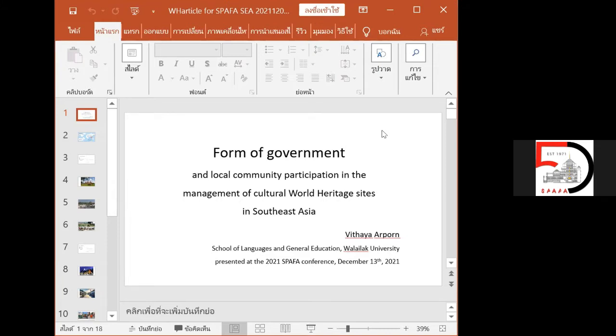I saw that the management of World Heritage sites has always been debated as to the balance between the universality in the form of World Heritage Committee criteria and the specificity or diversity of the locality or region, including in Southeast Asia. Different interpretations have created problems for the participation of local communities. I think the form of government is an important condition for the participation of local communities.